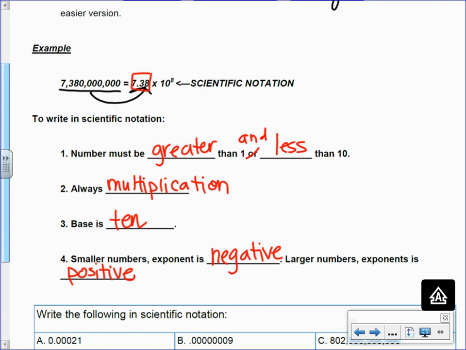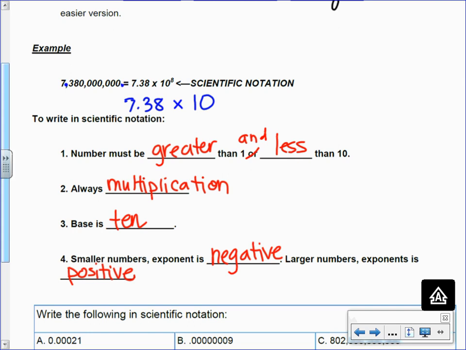Okay, so let me show you how we did this one. How I do it, and you can find a rhythm that works for you, is I decide where the decimal needs to go. Right now the decimal is down here, at the end of the number. I need to create a number that's greater than 1 but less than 10. So I know my decimal is going to have to move to right here. Everybody with me so far? So that's where I get the first number, 7.38. You have to write all the digits unless they're just zeros, and then times 10, and now we have to figure out our exponent.